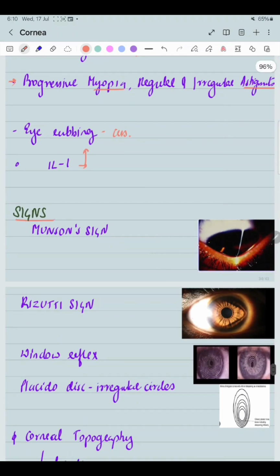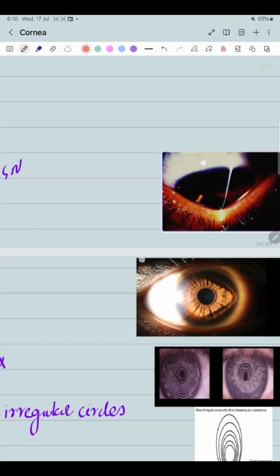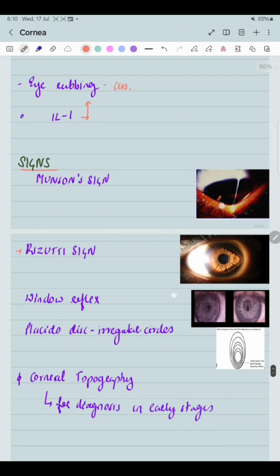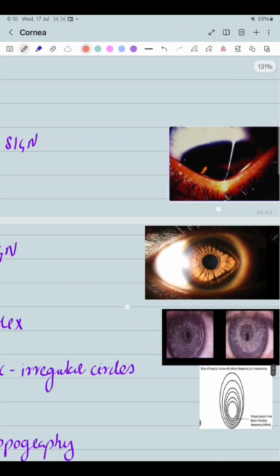Now signs in keratoconus, first is Munson sign, that is the bulging of the lower lid on down gaze. Here we can see the bulging of the lower lid on down gaze, that is Munson sign. Next is Rizzuti sign. When a torchlight beam is shone from temporally across the cornea, an arrowhead pattern is formed at the nasal limbus because of the steepening.